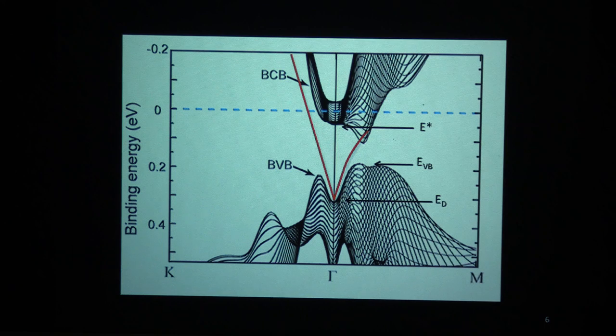The calculated band structure looks like this. You can see the conduction band, the valence band, and the line in red represents the surface state. Notice that the surface state Dirac point is very close to the valence band edge. Okay, that's one thing to notice. So you can't really see the other side of the Dirac point.